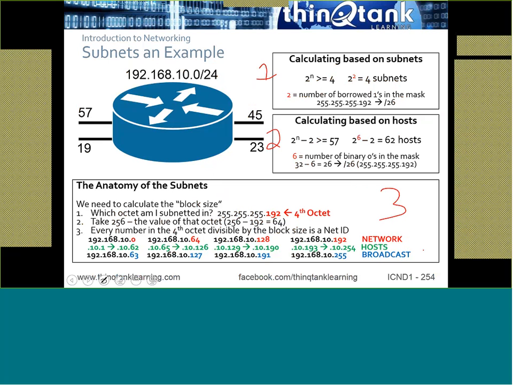So, the anatomy of a subnet. I gave you a very basic example here. This is our classful network. Excuse me, and we've been tasked, here let me clear off the screen. This is our classful network, and we've been tasked with breaking that network up to support 4 subnets with this number of hosts. Now, if I was using a common subnet mask, meaning every single network has the same subnet mask, would I base it on the 57 or would I base it on the 19?